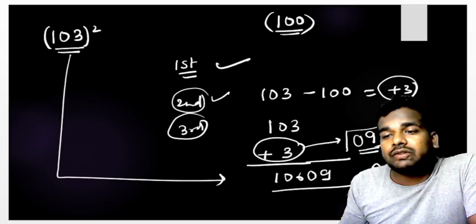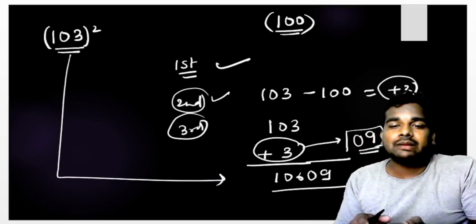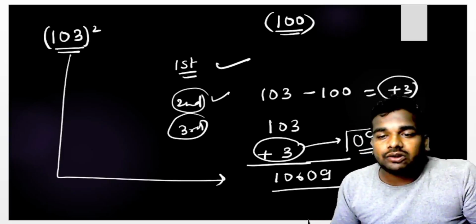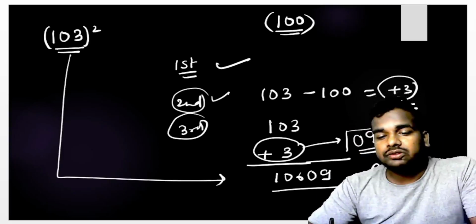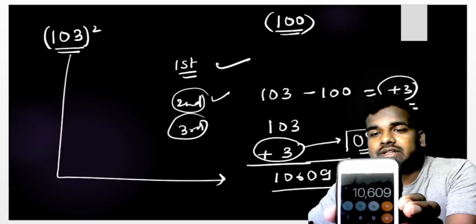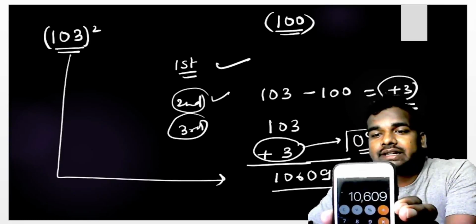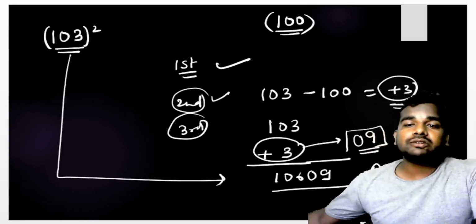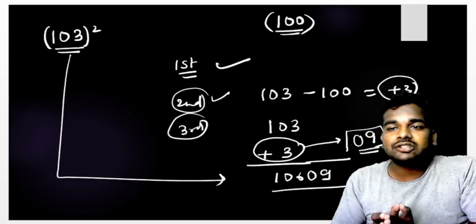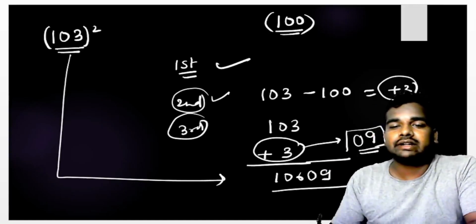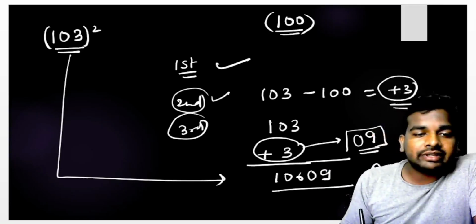Now we can take the help of a calculator. Is it correct or not? Now you can see how much you got, students. You can see 10,609. So by using this concept we can find the square of a number that is nearer to 100. Again, let's take one last example.